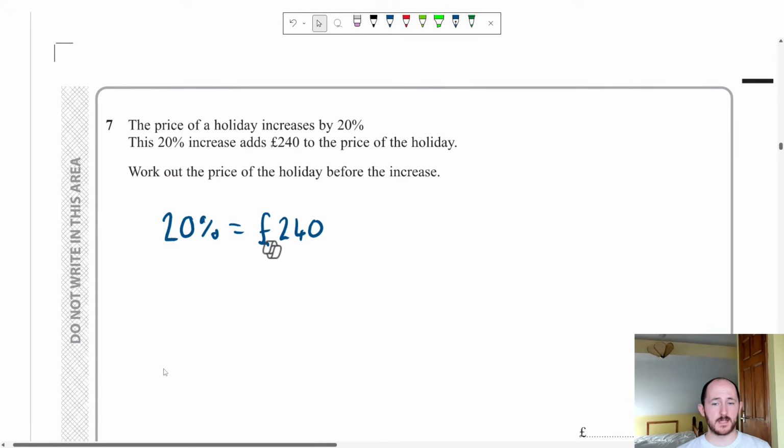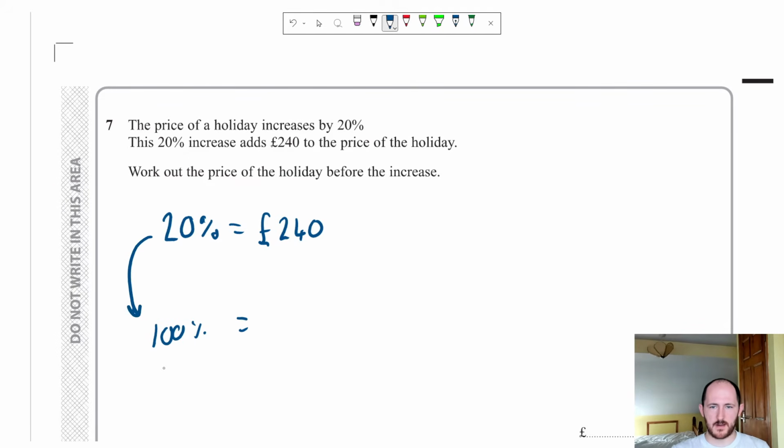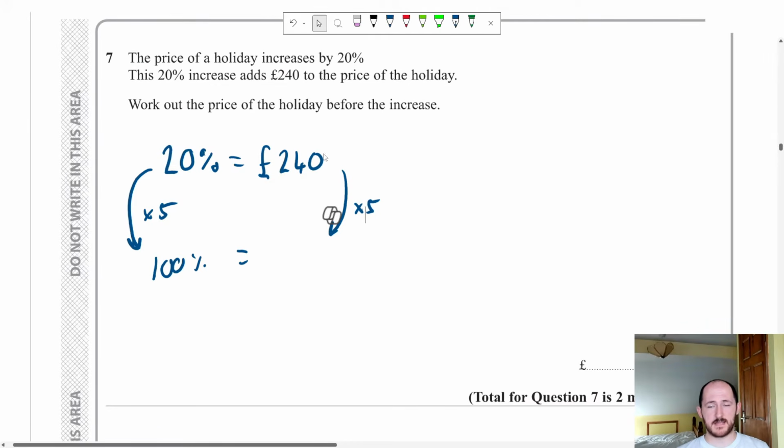So we want to go from 20% to 100%. Now, if you want, you could go down to 10% and then go up to 100%, or you could go straight to 100%. You can do whatever you want, really. I'm just going to times by 5 to get straight there. Which means I have to times this side by 5. To times by 5 quickly, you could times by 10 and times by 10 and half it. So that'd be 2,400. So that'd be £1,200.